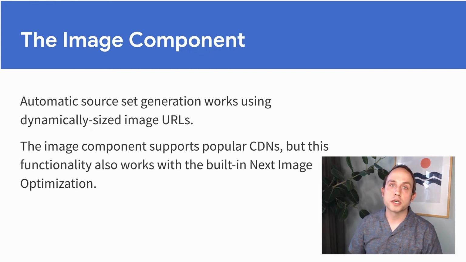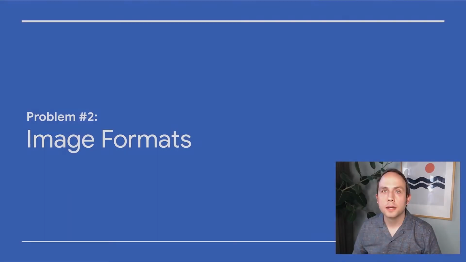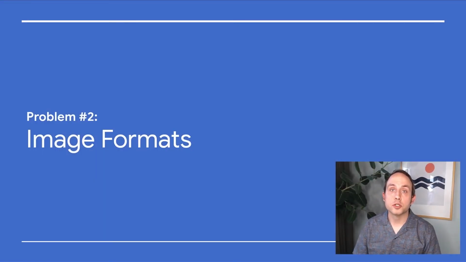But even if you're not using a CDN, you can use the new Next Image Optimizer, and that will allow you to give it these dynamic width URLs, and automatically it will give you the right size images. So you get the source sets, and you still don't have to do any configuration on your own. So I think that this is going to be a really useful feature in that it's going to allow basically everyone to take advantage of source sets and avoid the problem of serving images that are too big for the user. Next up, I want to talk about image formats.